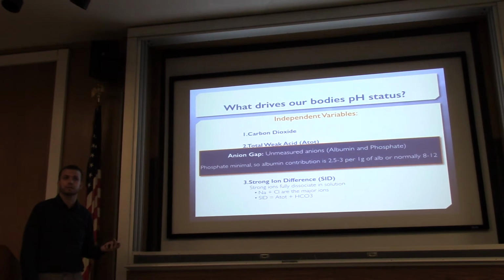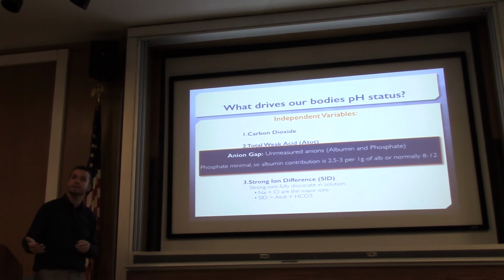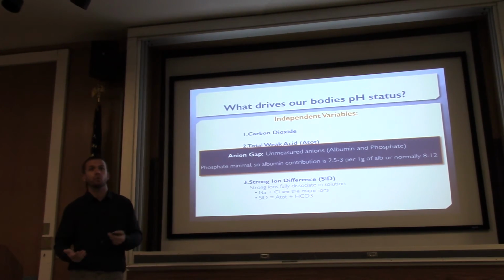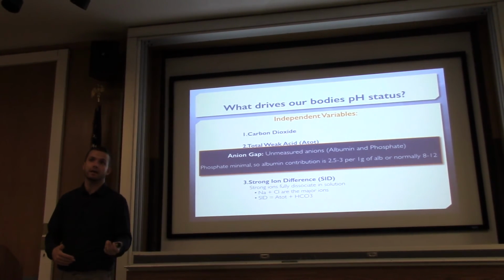Does that make sense? Another way people do it is they say, for every albumin less than 4, you need to add 2.5 to your gap to correct for the albumin. That's another way people do it. You just don't want to miss that people will have a gap if they have a low albumin. A gap of 12 is not normal in somebody with a low albumin.